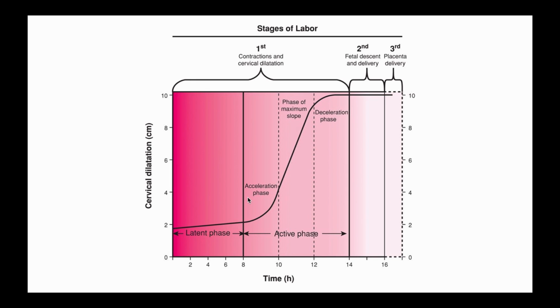In the active phase, it starts when the cervix is about 4 centimeters dilated. And as you can see, from the 10th hour to the 12th hour, we had a rapid dilatation of the cervix from about 4 centimeters to about 8 centimeters over here. This is why we call it the phase of maximum slope, followed by the deceleration phase, which also took about 2 hours. And so from the 12th hour to the 14th hour, we saw that the cervix dilated to 10 centimeters, which is the full dilatation of the cervix.